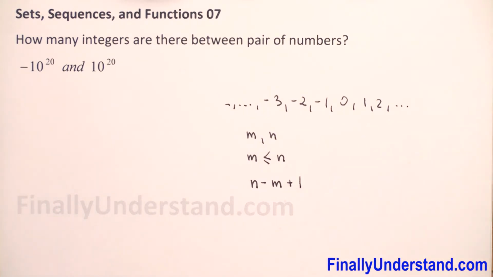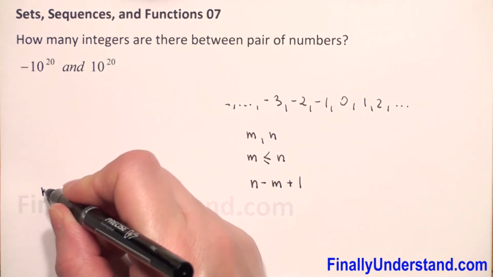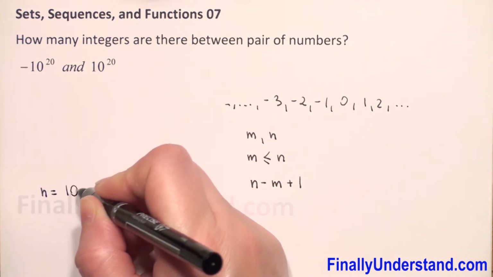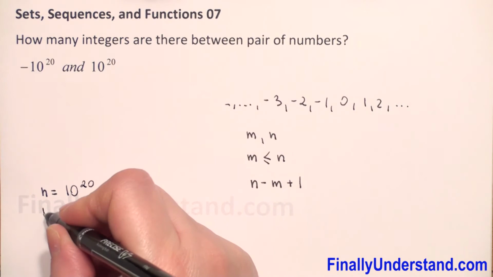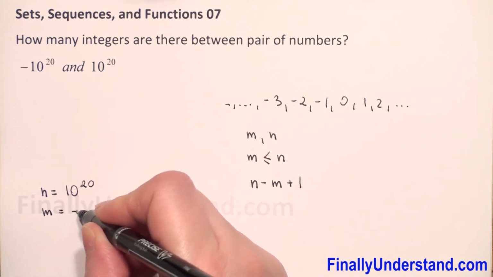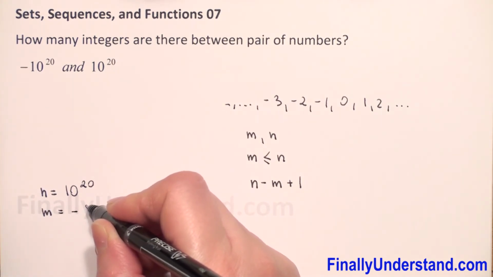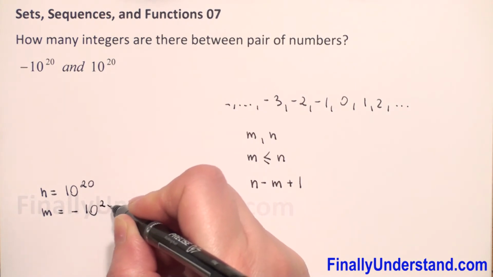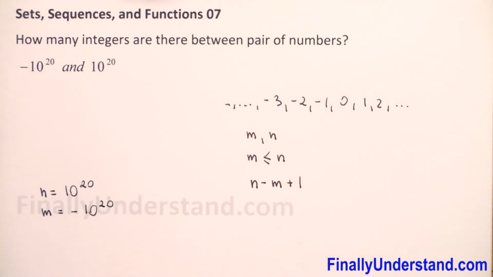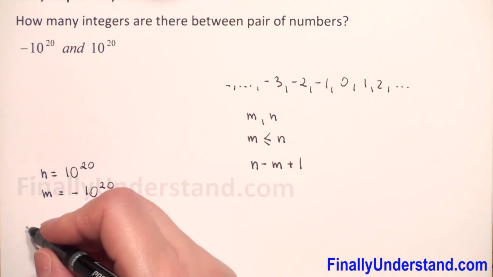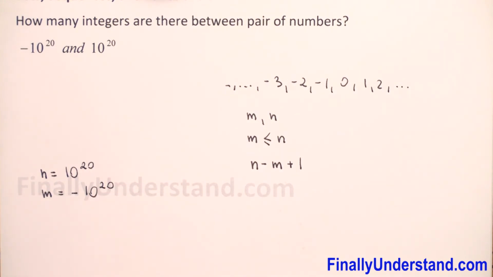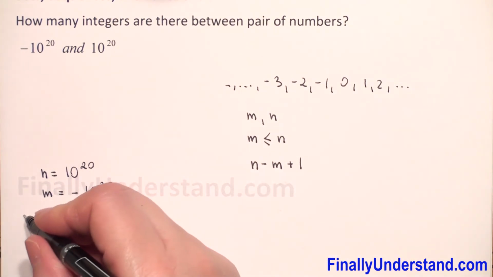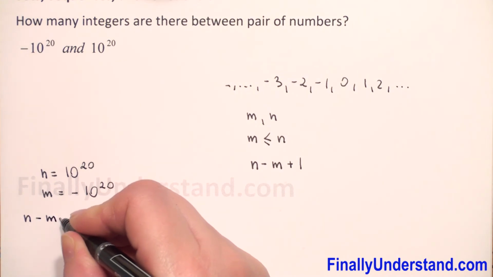So in our example, n is equal to 10 to power 20. m is equal to negative 10 to power 20. So now we will just use this formula. We have n minus m plus 1.